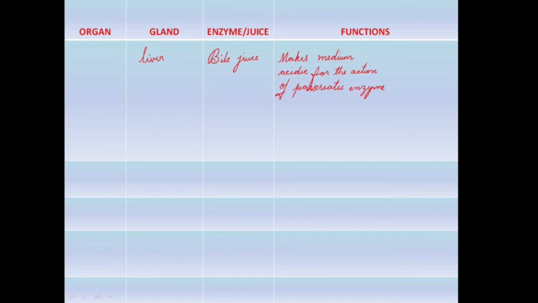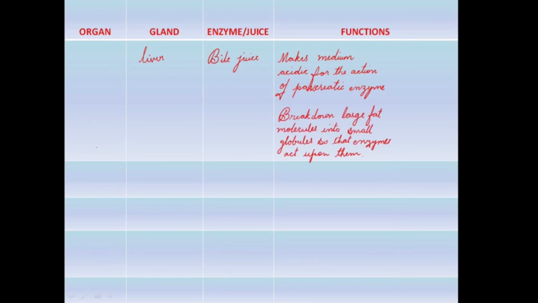The next gland is the liver. It secretes a juice called bile juice. Now, this bile juice makes the medium alkaline for the action of pancreatic enzymes. The second function of bile juice is that it breaks down the large fat molecules into small globules so that enzymes can act upon them.